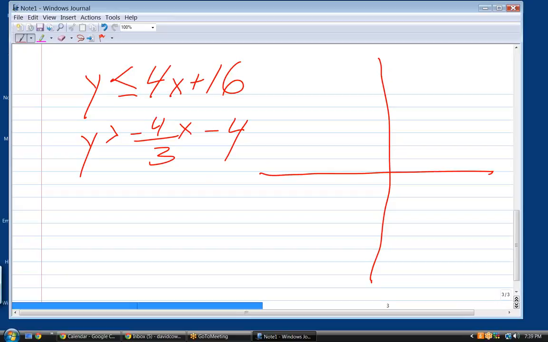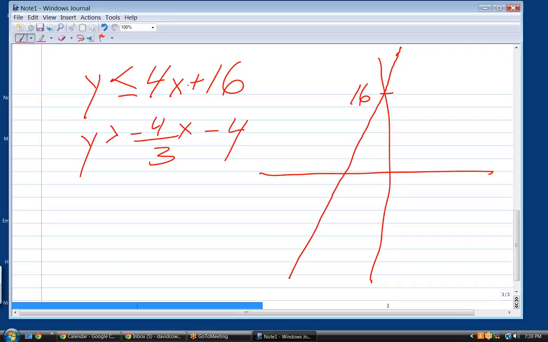The first step in graphing these is to kind of graph it as an equality. In other words, we know how to graph y equals 4x plus 16, right? Yes. Okay, that would go through a y-intercept of 16 and would have a slope of 4, which is up 4 to the right 1. So draw that line, and it's definitely a line.